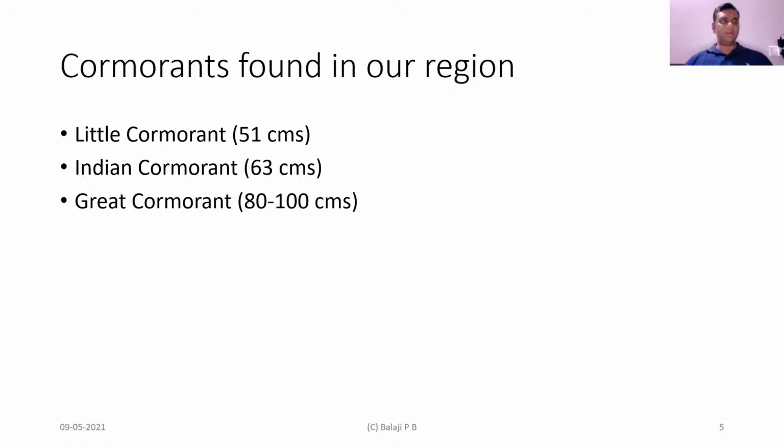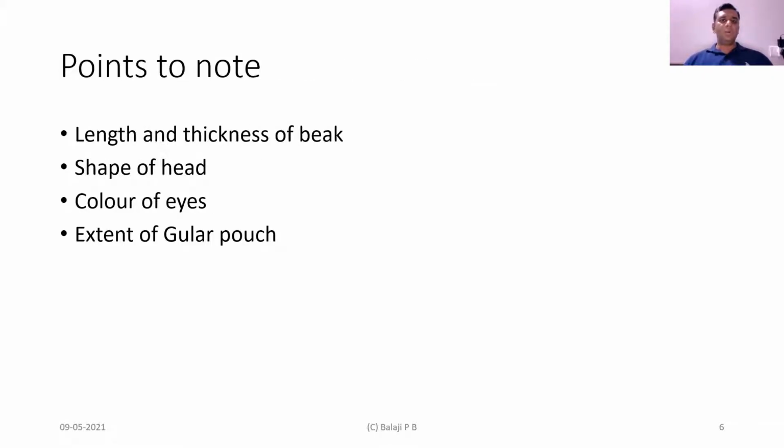The Indian cormorant is also known as the Indian shag or simply a shag. So if you are looking at some of the old references, you can see that the Indian cormorant is referred to as shag. Just a pointer so that you don't get confused when you're looking at old literature. So what are the points to note while looking at cormorants and how to go about identifying them? The first thing that you need to look at is the length and the thickness of the beak. Is it a short beak, a long beak, a thin slender beak, or a thick beak?